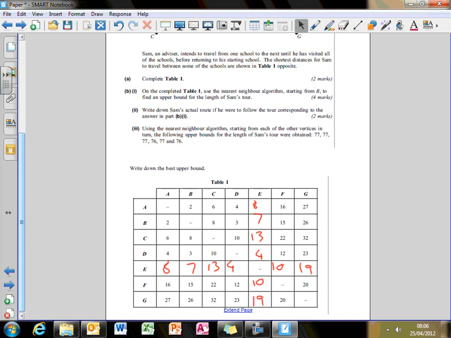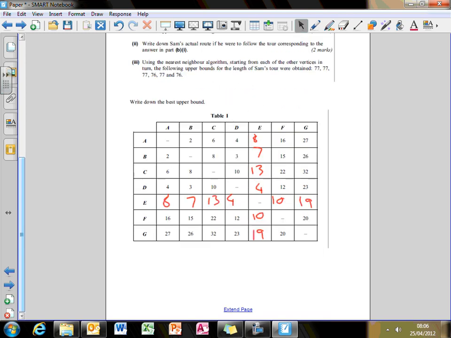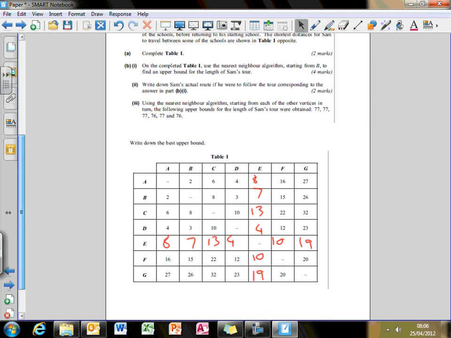So now we're away. Part B. On the completed table, use the nearest neighbour algorithm starting from B to find an upper bound for the length of Sam's tour. All right, can handle that. I'm not going to actually draw anything on my table. I only do stuff to the table when we're talking about Prim's on the table or the lower bound algorithm. So you just do it by inspection. I think 4 marks is a piece of cake, isn't it?